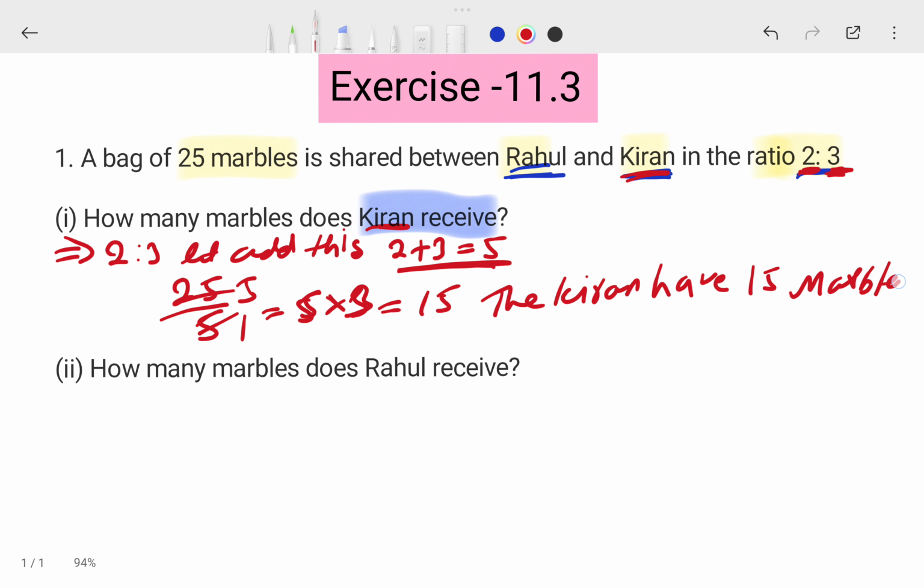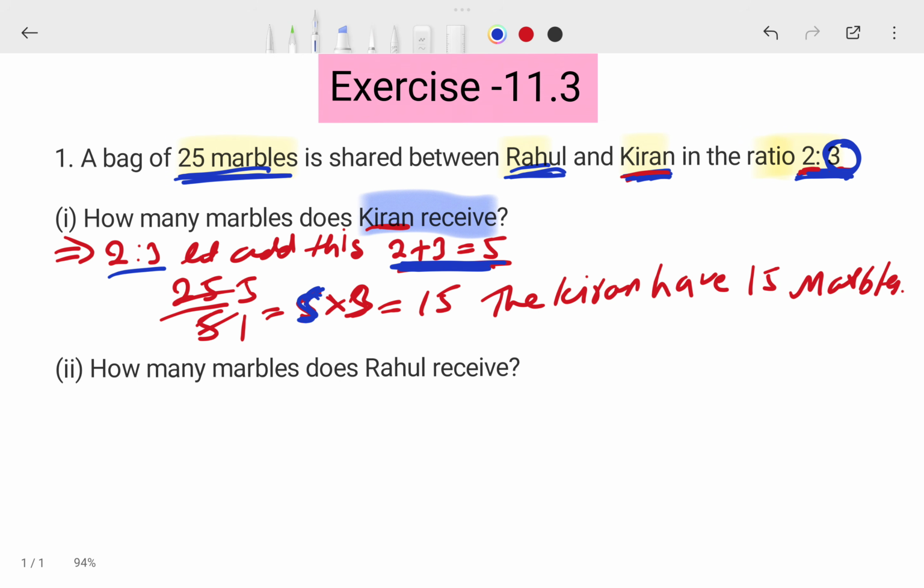Now, just understand what I did here. There are 25 marbles in the box, and Rahul and Kiran have them in the ratio 2:3. But we don't know the exact numbers. To find the exact number, we add the ratio, 2 and 3, and the total is 5. Here we have to find how many marbles Kiran has. Kiran's part in the ratio is 3. After adding 2 and 3, I divided the 25 marbles by 5, and after dividing we get 5.